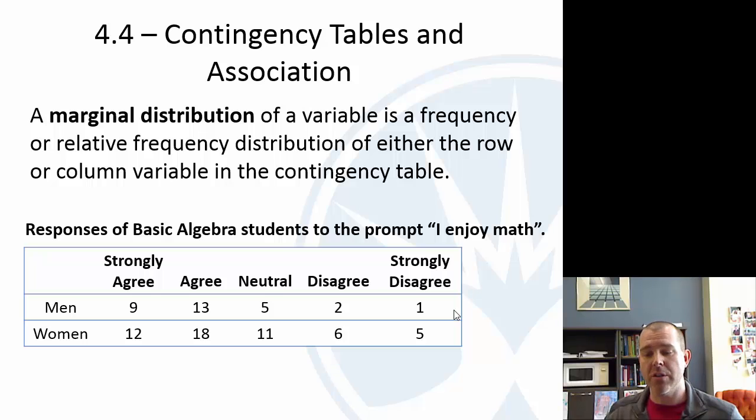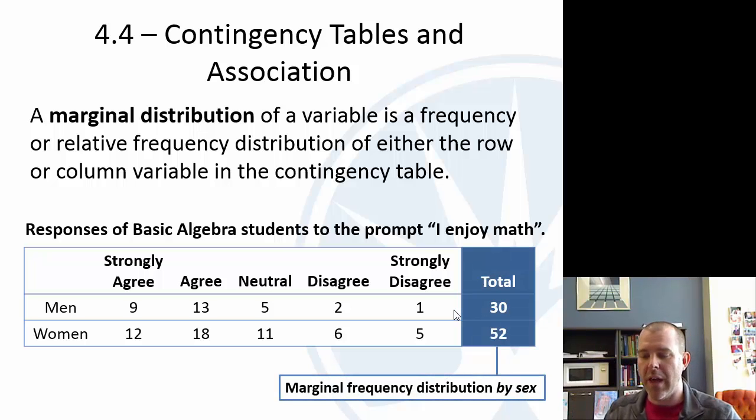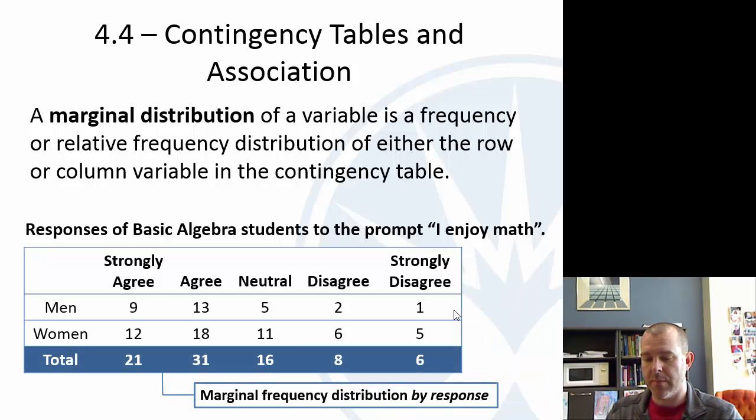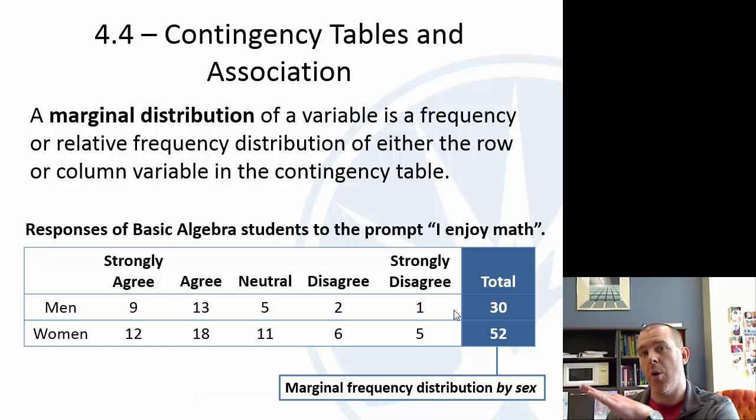So a marginal distribution is a frequency or relative frequency distribution of either, like, by men, the distribution of what percentage of men, or if you look at strongly agree, what percentage of strongly agree were men. So you can go by row or you can go by column. If we look at the marginal frequency distribution by sex, then we have the marginal distribution by the response.